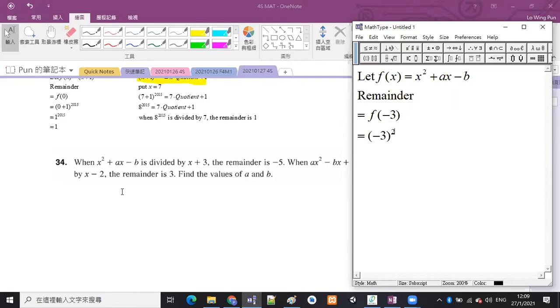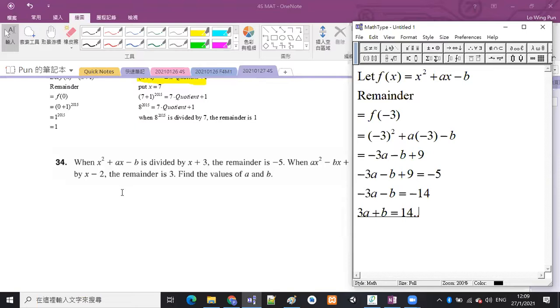And then f(-3) can be calculated to be (-3) squared plus a times -3 minus b. So that should be -3a minus b plus 9. But it is given to be -5. So -3a minus b plus 9 should be -5. Okay, so -3a minus b is equal to -14. And I don't want so many negative terms, so multiply a negative sign to every term here to get equation 1.